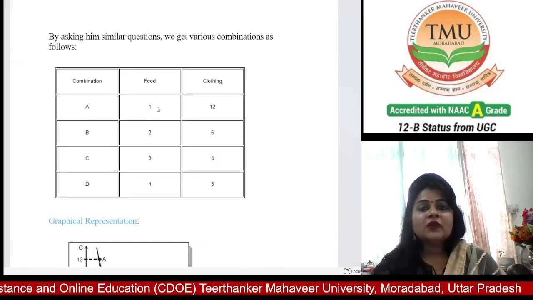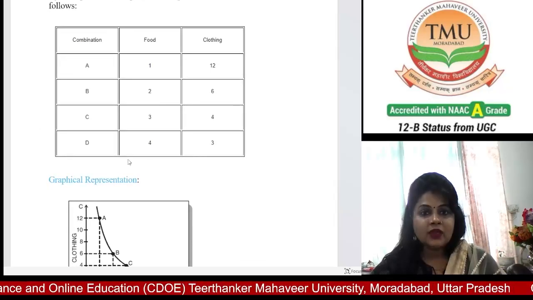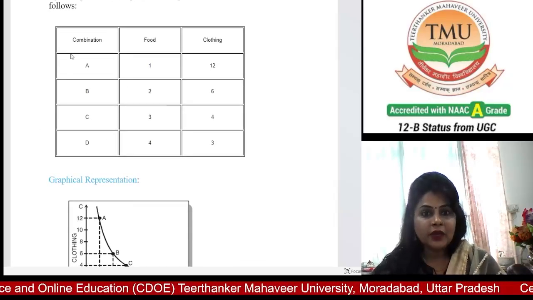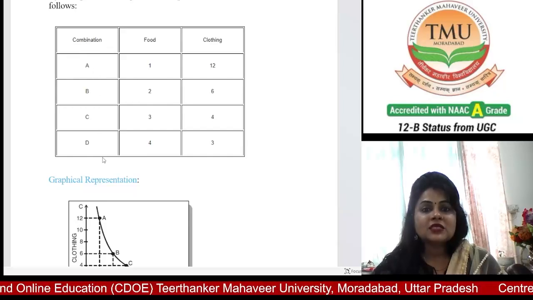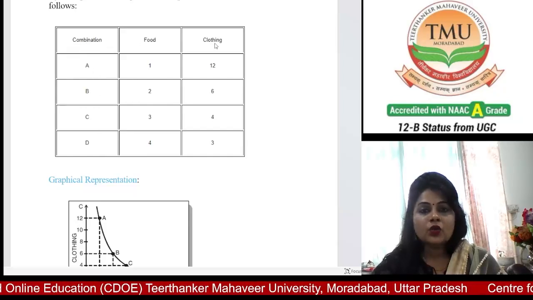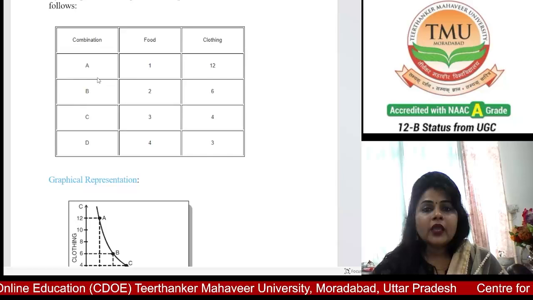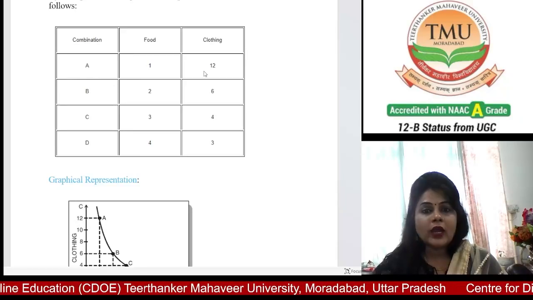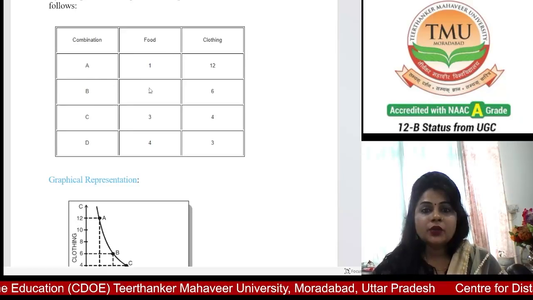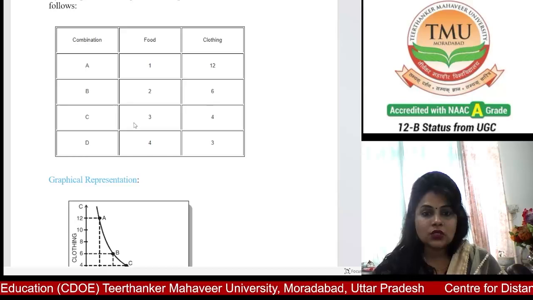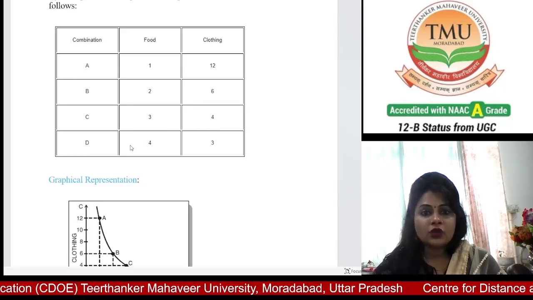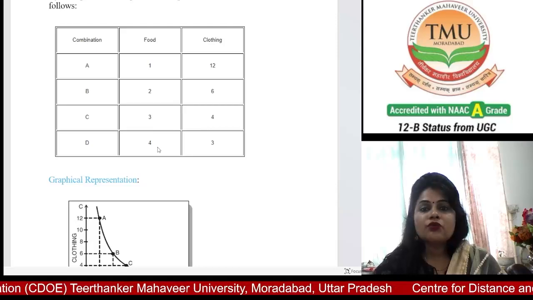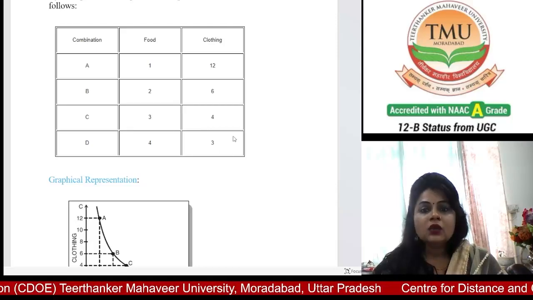Now in this example, you can see a table. There are combinations A, B, C, D of food and clothing. Combination A is 1 food and 12 clothing. Combination B is 2 food and 6 clothing. Combination C shows 3 food and 4 clothing. Combination D shows 4 food and 3 clothing.